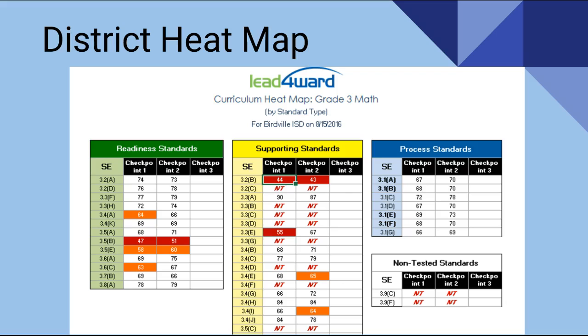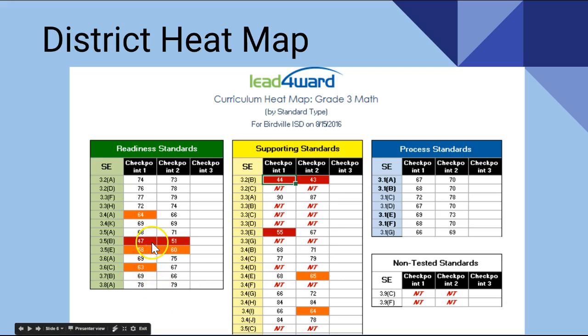Here is a heat map. This heat map shows you the district results. The very first column shows you the scores that we had in 2015 per SE, and the second column shows you the scores for the 2016 STAAR test. Of course, the 2016 STAAR test is the only thing we can really look at. In 2015, they only released sample items, so we don't have the actual items that were tested.